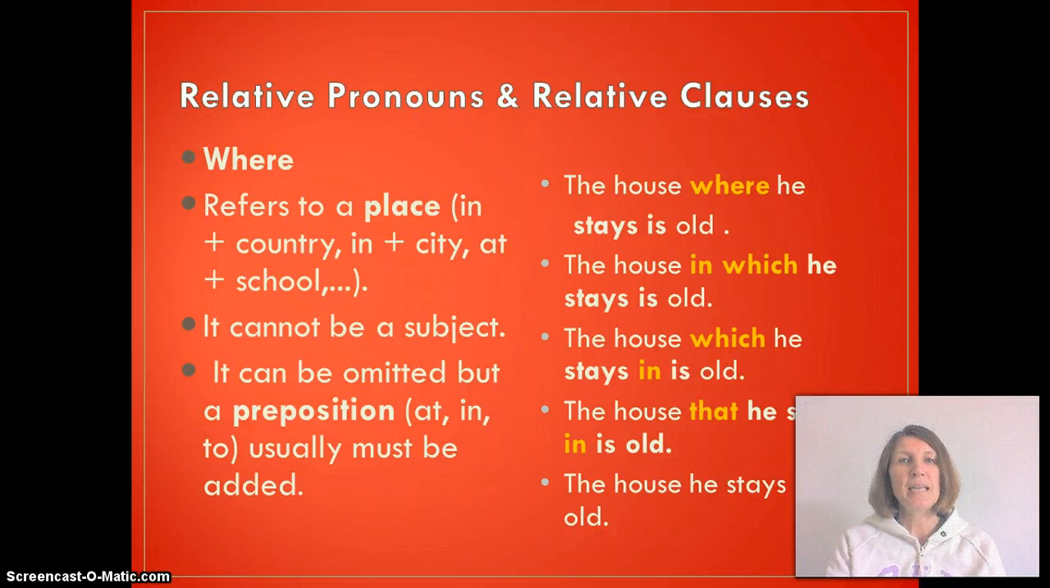The house where he stays is old. The house in which he stays is old. The house which he stays in is old. It's also the same as the house that he stays in is old. And then look, which or that can be omitted. The house he stays in is old.